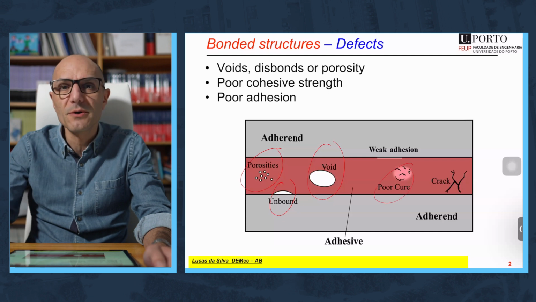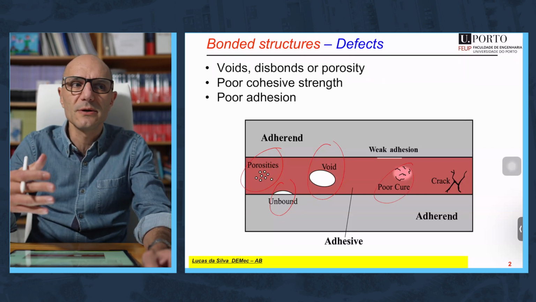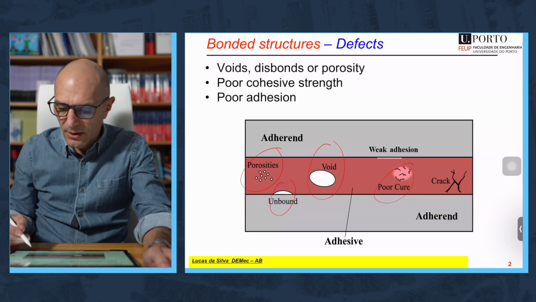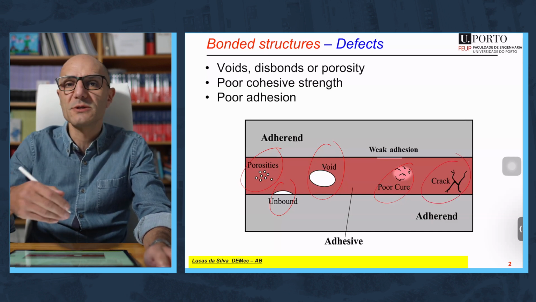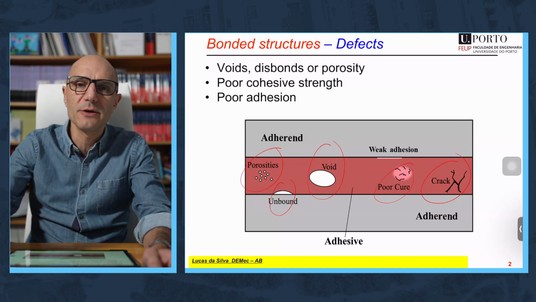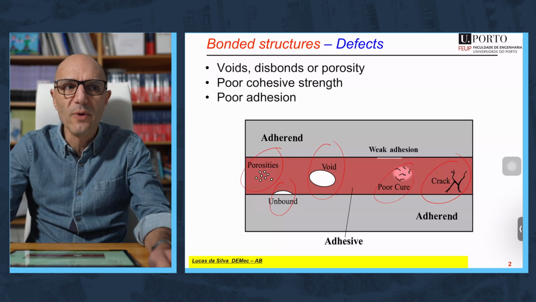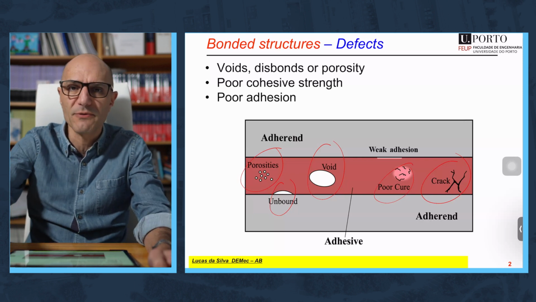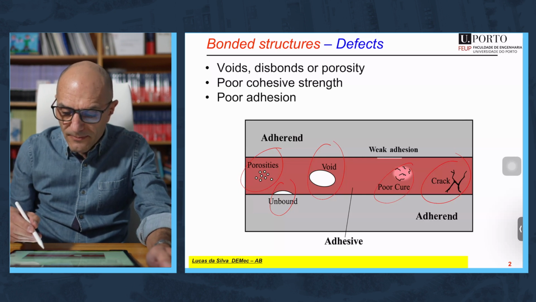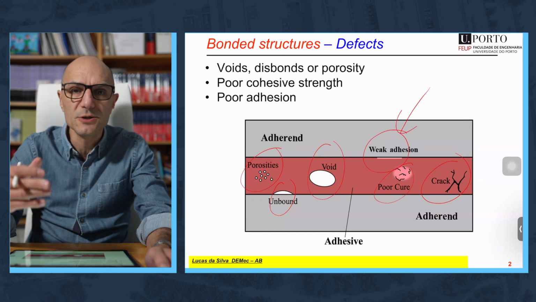You can have a poor cure because you didn't mix the adhesive properly, or you didn't wait long enough for the adhesive to cure. You might have a crack because of residual stresses, because of the shrinkage of the adhesive, or because you are using dissimilar materials and the adhesive cannot withstand well the differences in coefficients of thermal expansion. So many defects. There is one that is particularly bad, I leave it for the end, which is weak adhesion.